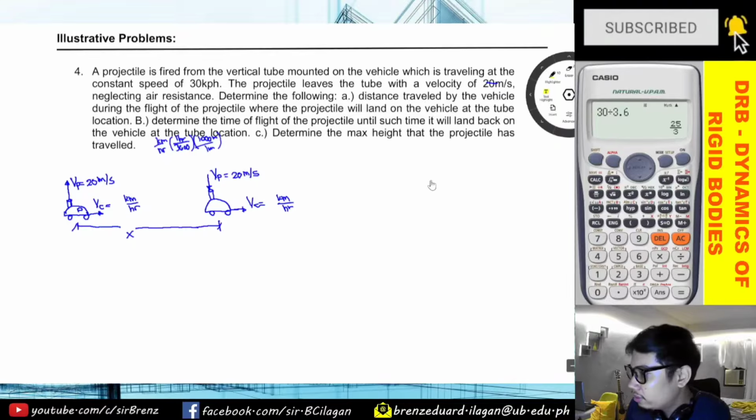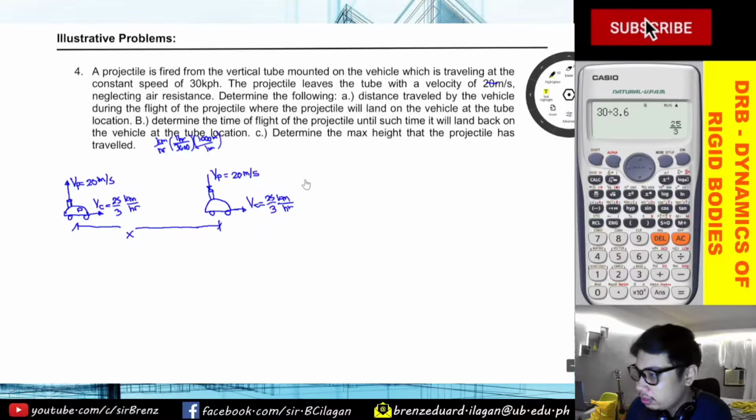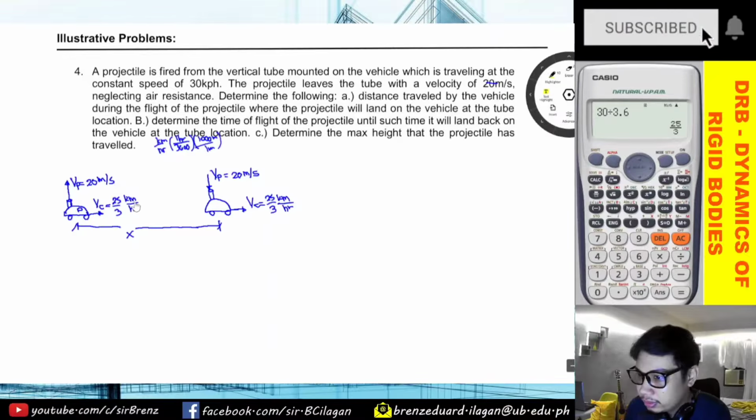What is the fraction? 25 over 3. So, 25 over 3. Why didn't I erase this yet? So, this is now in meters per second. Okay?